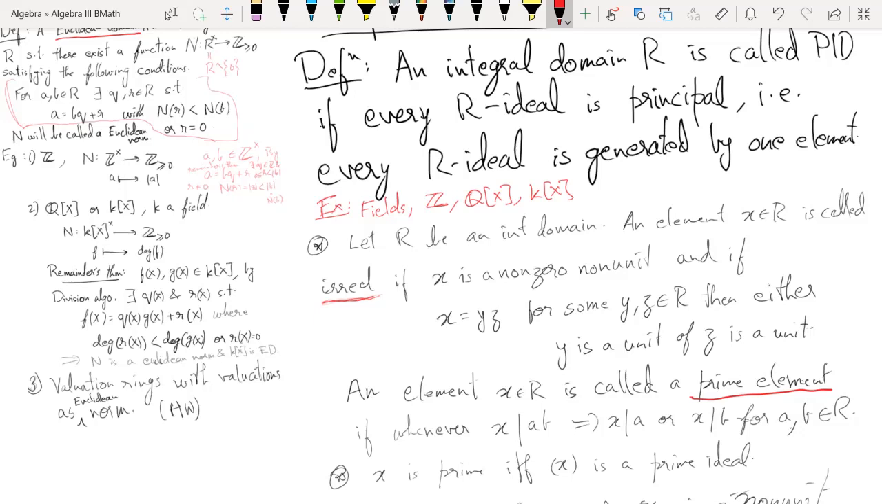So the first hypothesis is that it should be a non-zero, non-unit element. And the second thing is that you can't decompose it non-trivially as a product of two elements. That's why it's called irreducible, so that maybe explains the term. So maybe I should write it here.